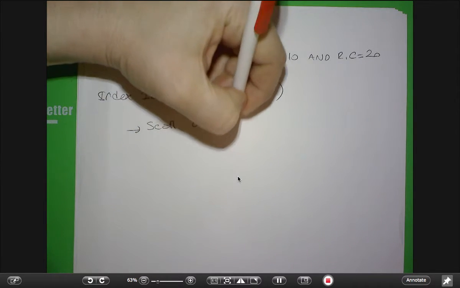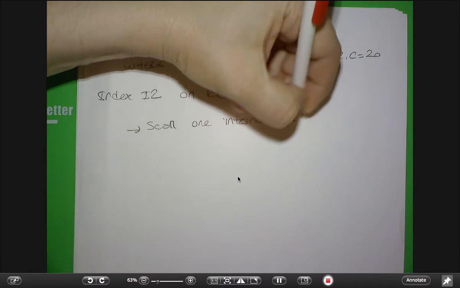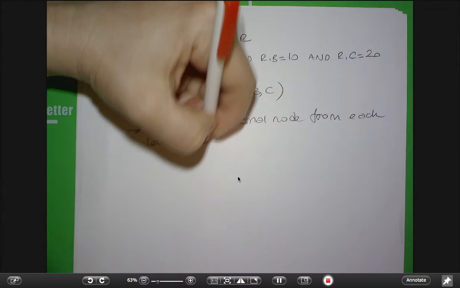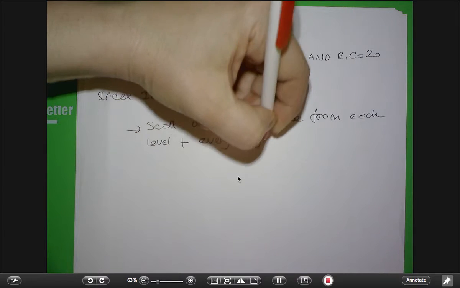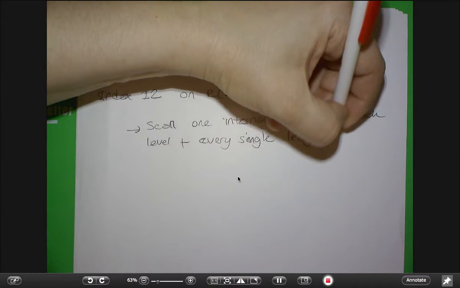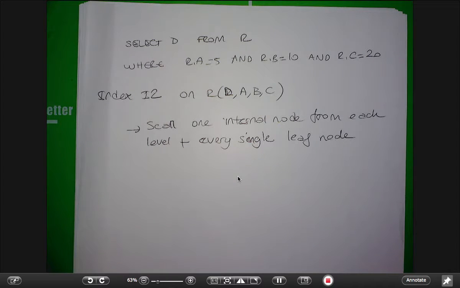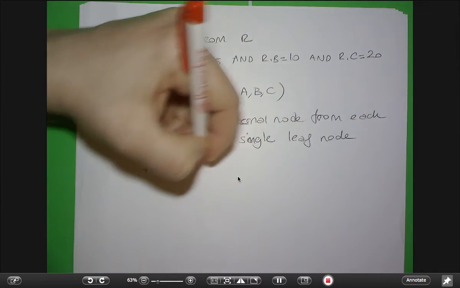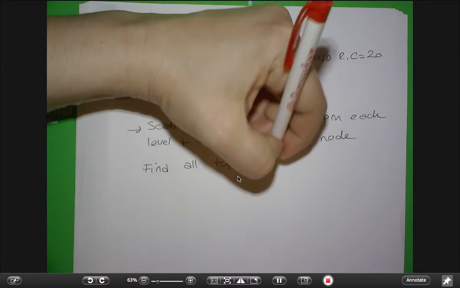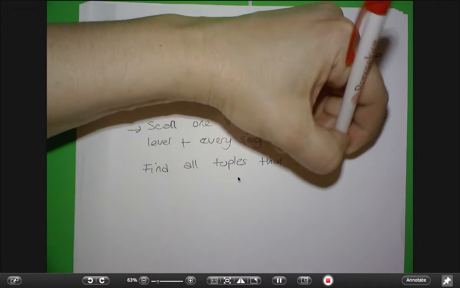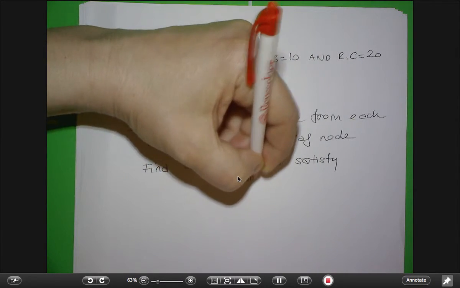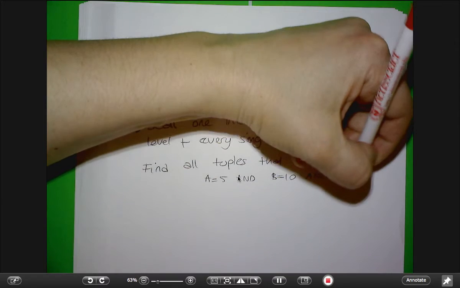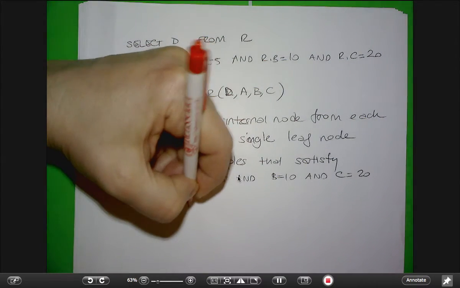So basically you have to scan one internal node from each level, and every single leaf node. Once I scan every single leaf node, I find all tuples that satisfy A is equal to 5 and B is equal to 10 and C is equal to 20, and output the D value.